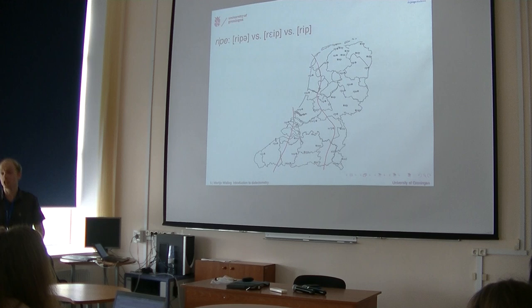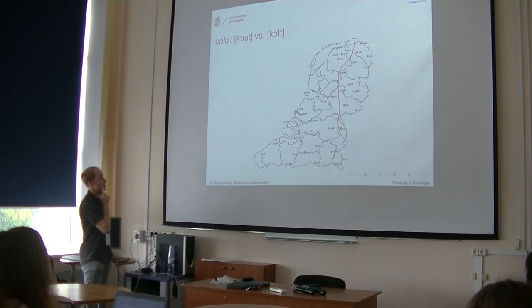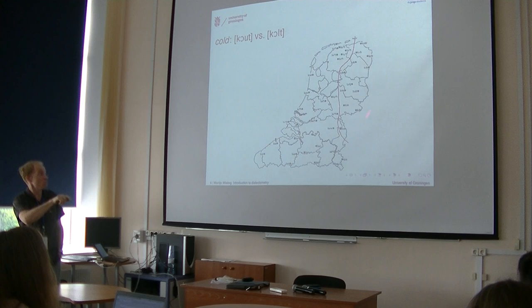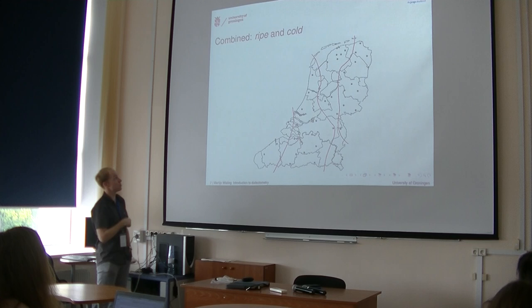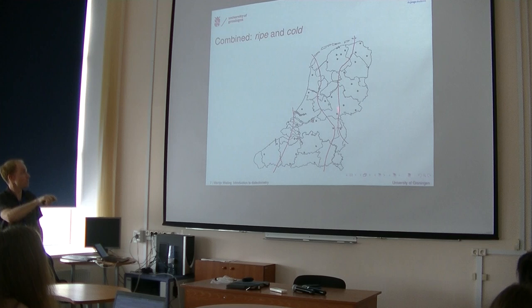Then we have a different word, let's say cold. It's cold here, which resembles the German variant a bit, and it's koud here, which is the standard Dutch variant. Now let's see if we take these two words together. Then we have ripe and cold, and you see that there are multiple isoglosses now, and they're not necessarily overlapping.